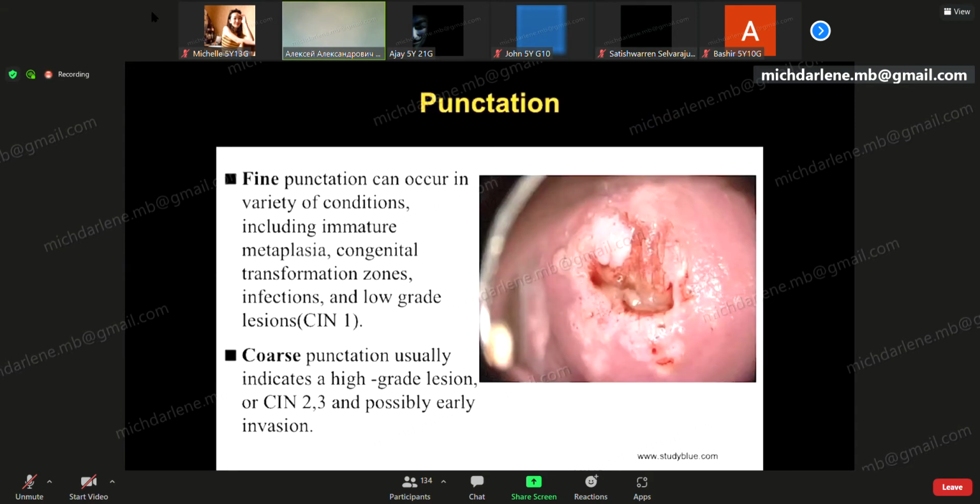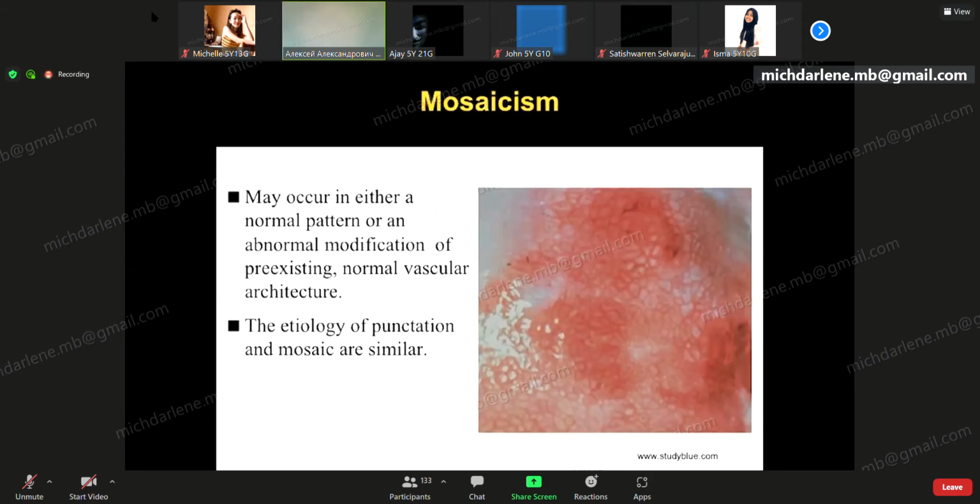There are two types of punctation, fine and coarse. Fine punctation can occur in a variety of conditions, including immature metaplasia, congenital transformation zone, infection, and low-grade lesions like CIN1. Coarse punctation usually indicates a high-grade lesion, or CIN2, 3, possibly early invasion. Mosaicism may occur in either a normal pattern or an abnormal modification of pre-existing normal vascular architecture. The etiology of punctation and mosaic are similar.